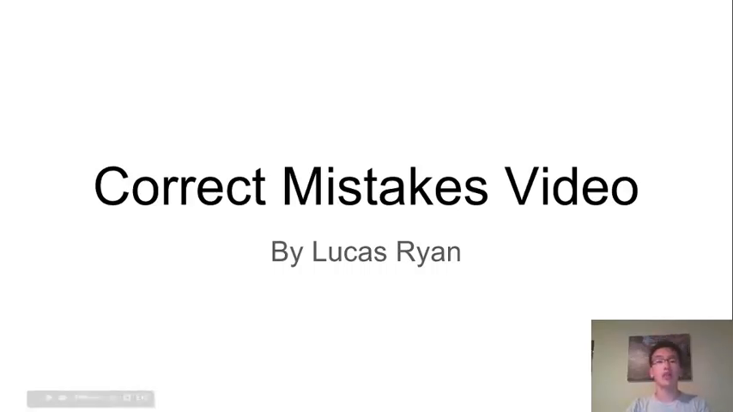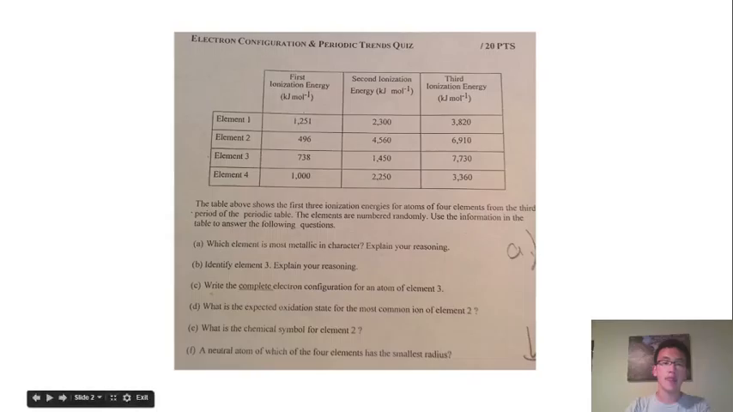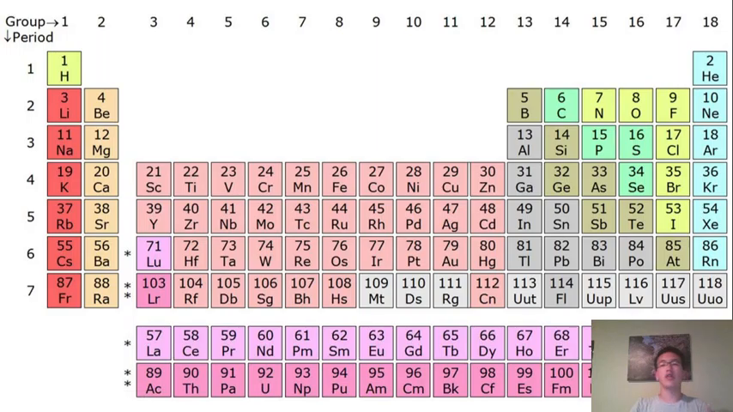So today we're going to be talking about the periodic trend and electronegativity video. For the first question: which element is most metallic in character? Explain reasoning. An element being metallic or not depends on how electronegative it is. Therefore, the less electronegative it is, the more metallic.